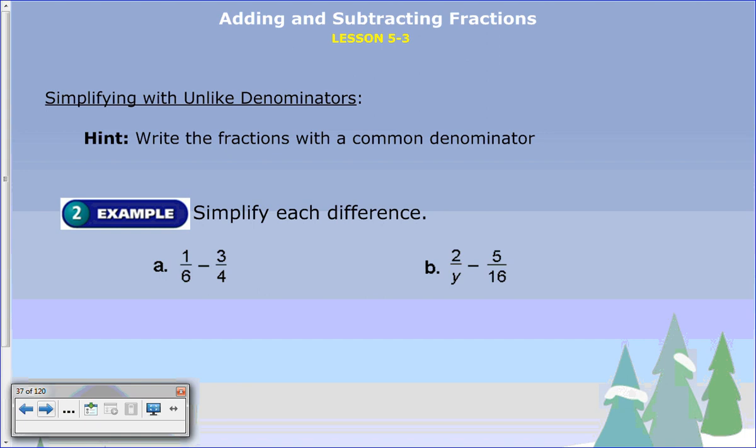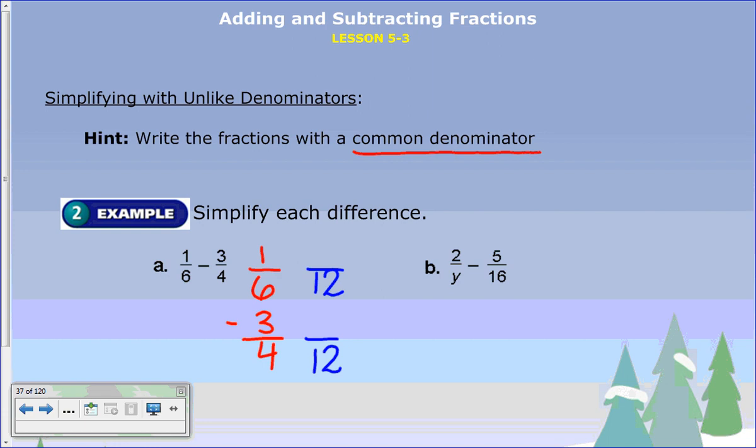However, they don't always work that way. Sometimes we have denominators that are different. So when that happens, you need to start by writing the fractions with a common denominator. All right, so here we have 1/6 minus 3/4. Well, in order to solve this one, I can't just do 1 minus 3 because the denominators are different. So what I need to do is find a multiple of both. Well, I know 12 goes into both of them, or 12 is a multiple of both.